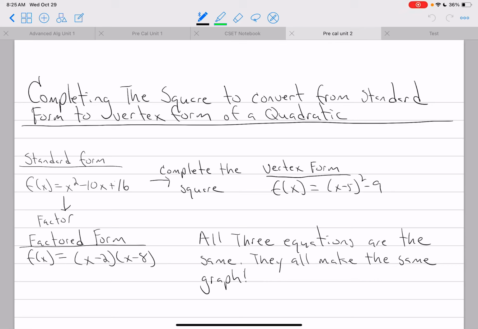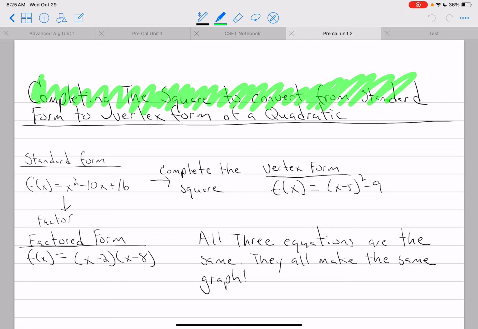Got to give the people what they want. And the people want to do some completing the square to convert from standard form to vertex form of a quadratic. So go ahead and write that down, okay? So what are the things that we know?